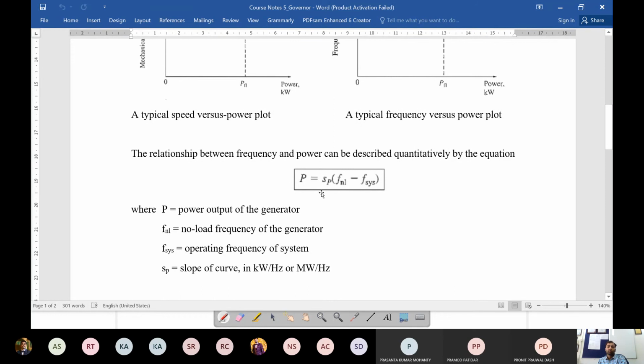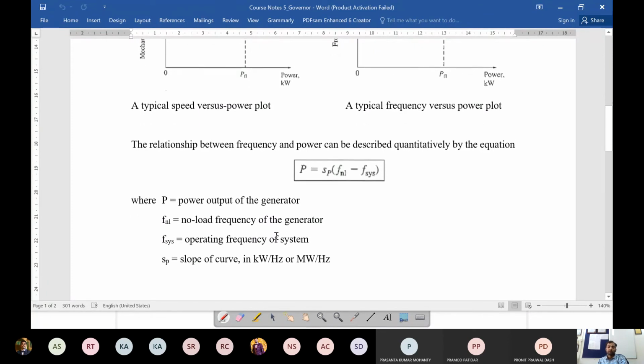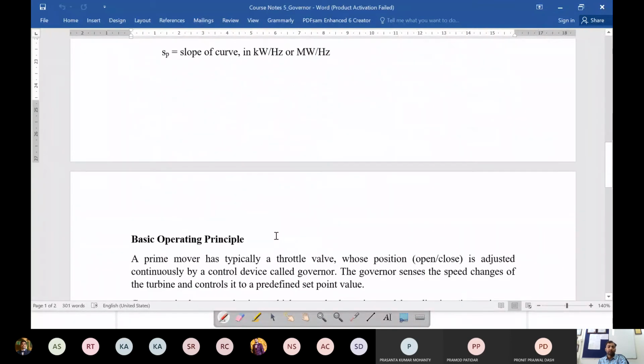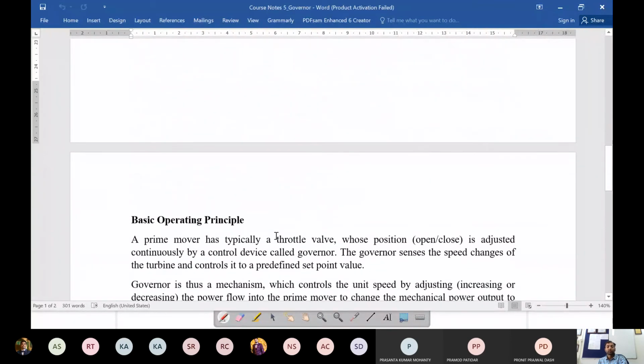So the slope of this curve will have the units of kilowatt per hertz or megawatt per hertz, that is, power by frequency. This slope will depend upon the design parameters of the turbine generator set. For a given machine it will be constant, but for different machines it can have different values. Let's look at the basic operating principle in somewhat more detail.